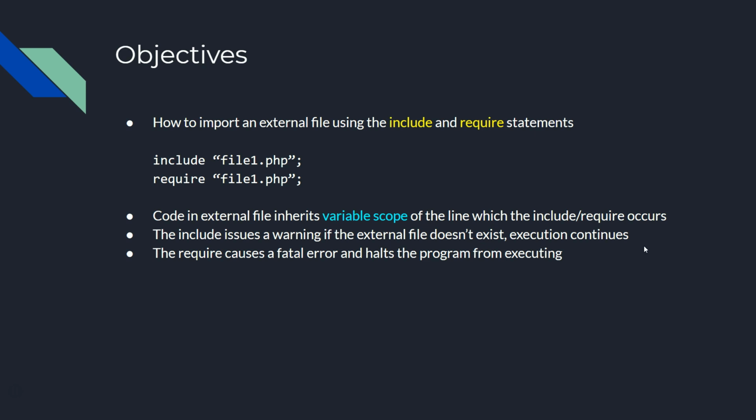So you can have an idea of which one to use. If something is really important and you want to halt the program because something is really required, and its absence will cause a completely different output, then you will use require. If it's just something that is not that critical, then include will be fine.